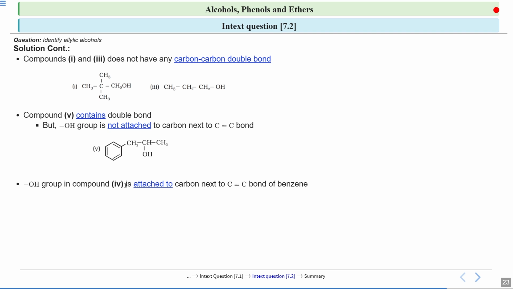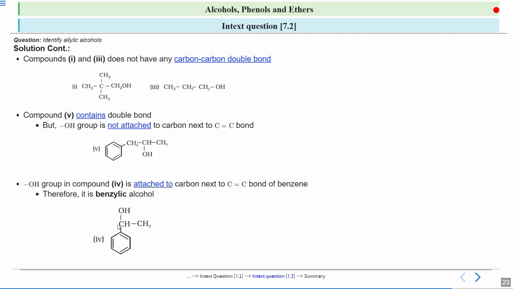In the fourth structure, the hydroxyl group is attached to a carbon which is next to the double bonded carbon of benzene. Therefore it is a benzylic alcohol. In this structure of the fourth compound, you can see that the hydroxyl group is attached to the carbon which is attached to a carbon of the benzene ring, right? The hydroxyl group is attached to this carbon, and this carbon is attached to the carbon of the benzene ring.